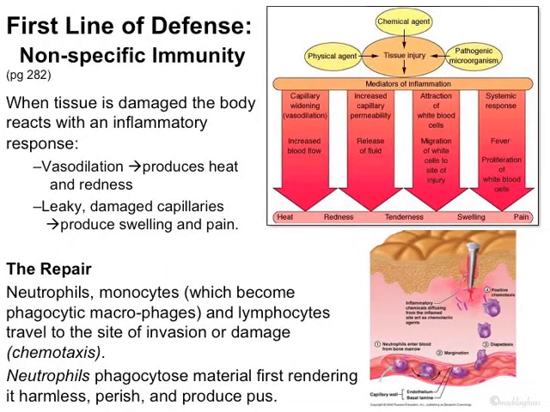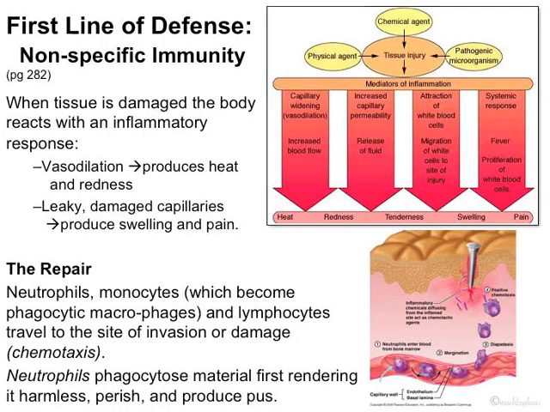In terms of the non-specific immunity, the trigger is the inflammatory response. So that's what triggers the activation of the factors that come in and help fix the problem. When we look at the top picture there in the top right, when we have a tissue injury, we have physical agents come in like dirt, chemical agents, as well as pathogens.